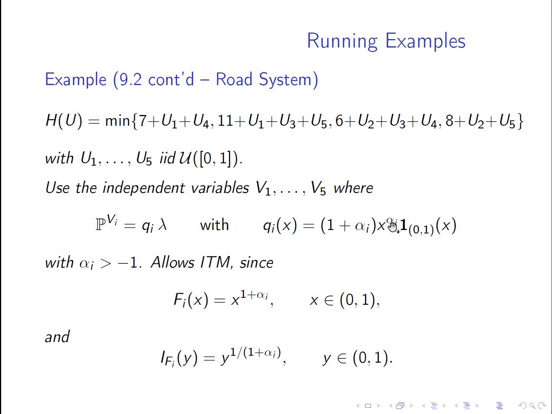If alpha_i is positive, then one puts more weight on long delays. If alpha_i is negative, then you put more weight on short delays. For this to be a density, alpha_i needs to be greater than -1. This q_i has the advantage that you can compute the distribution function explicitly: it's just x to the power 1 + alpha_i for x between 0 and 1. And you can also write down the pseudo-inverse directly. So one can do importance sampling with this density.